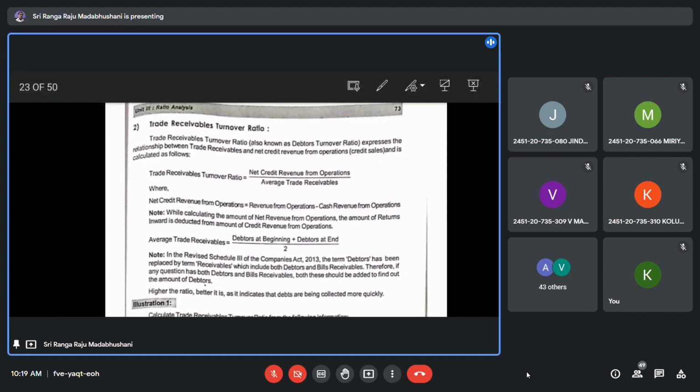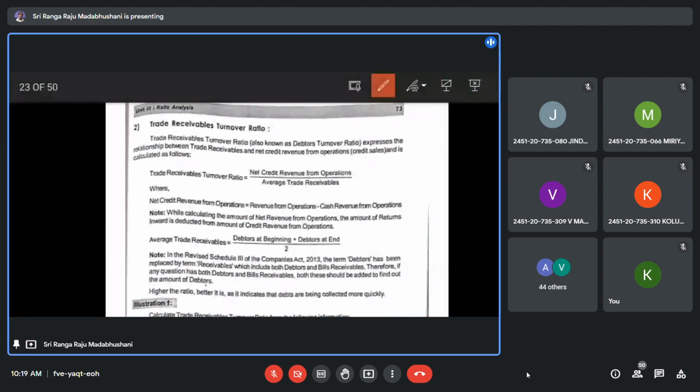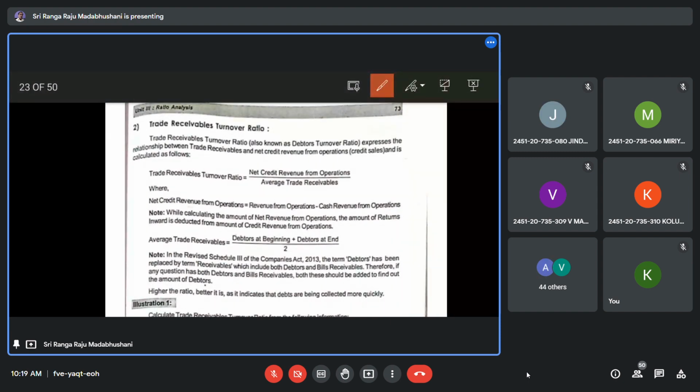So here the thing is, the denominator where we have taken there average stock, now you are going to take here average receivables. Average receivables means trade receivables plus bills receivable. Opening trade receivable plus bills receivable closing, or debtors. Trade debtors are simply debtors at the beginning, debtors at the end. Bills receivable at the beginning and bills receivable at the end. So combinedly it is receivable, debtors and bills receivable.